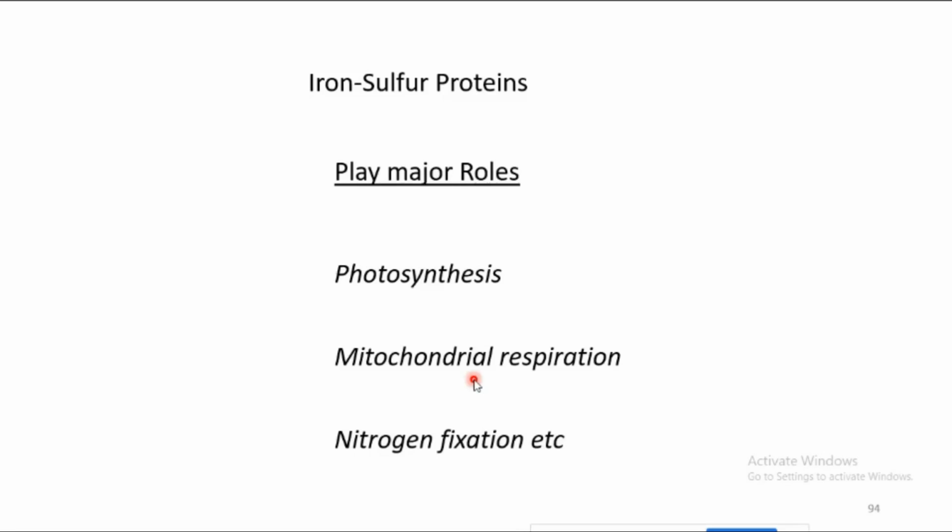So this is the iron sulfur protein. Iron sulfur proteins also act as electron transferring agents. They play major roles in photosynthesis, mitochondrial respiration, and nitrogen fixation. Molecular nitrogen is converted into ammonia during the fixation of nitrogen.